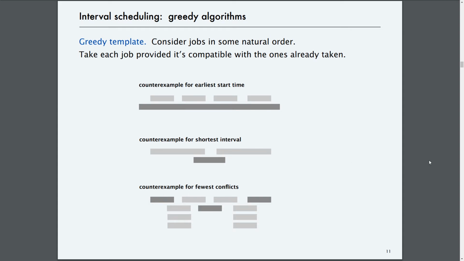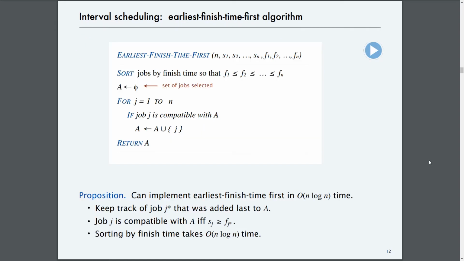Okay, so that leaves only one order remaining, sorting by earliest finish time. As you see, the code is quite simple. You just sort by finish time, then you check for compatibility, and if it is compatible, you add it to the set.